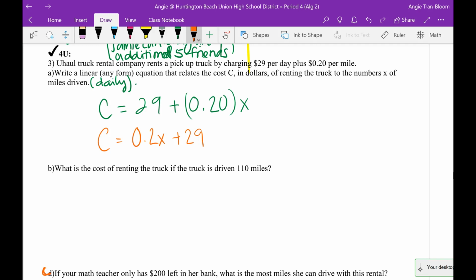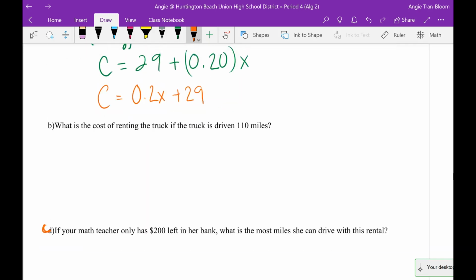Have you guys seen those trucks around? It's like only $29 per day. You guys seen those? Yeah, it's like that. But then like every mile you drive, they charge you some more. Okay. So what is the cost of renting the truck if the truck is driven 100 miles in that day? What do you do now?